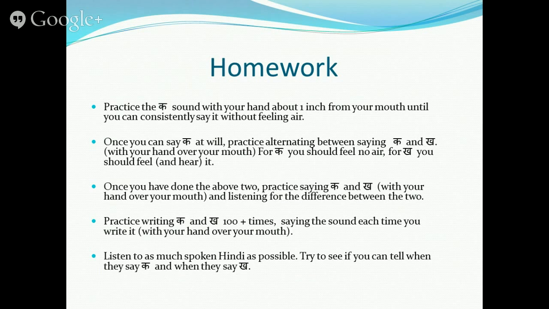And so the fifth step, of course, is listen to as much spoken Hindi as possible. See if you can now tell the difference between ka, unaspirated, and kha, aspirated. Music is great for this because it will be very clear in music. So if you want to check it out, when people say these, see if you can tell the difference to sensitize your ear. Be sure to give this lesson a lot of practice, as much as you can until you can get it right.